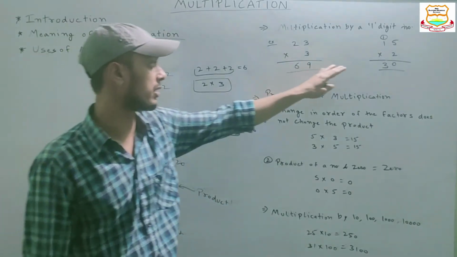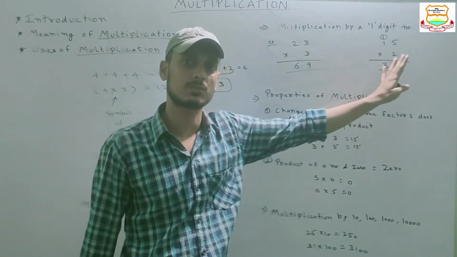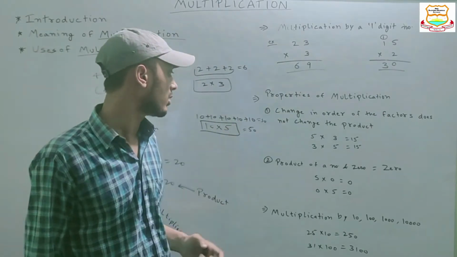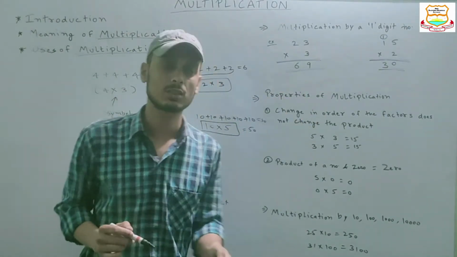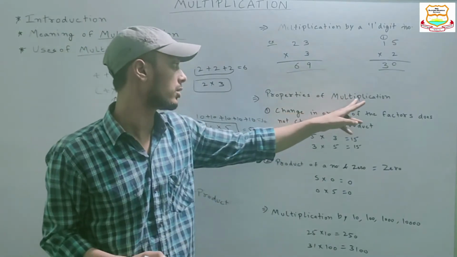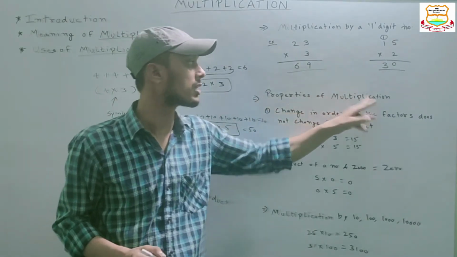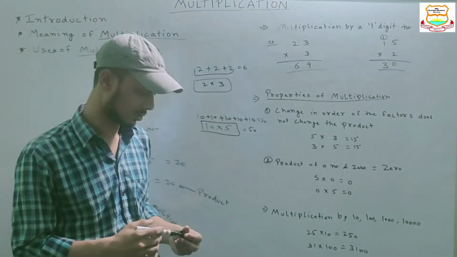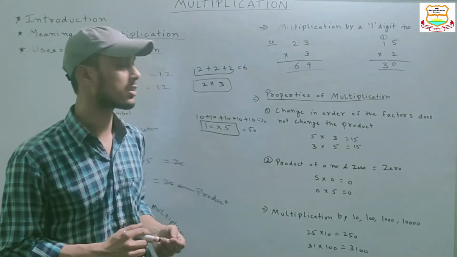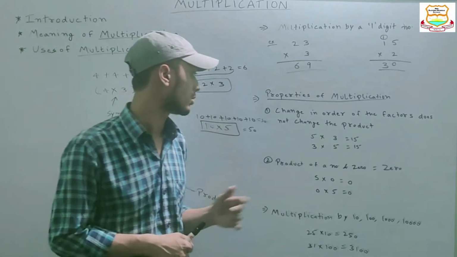I think it is simple. It is not much difficult. Got it? So let us see the next topic. Properties of multiplication. This is the next topic. So let us see what are the properties.